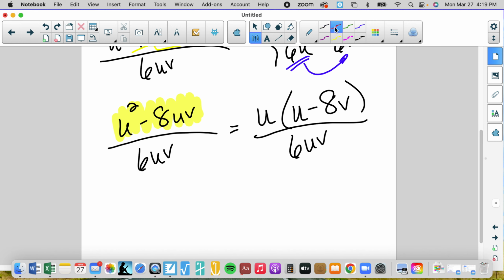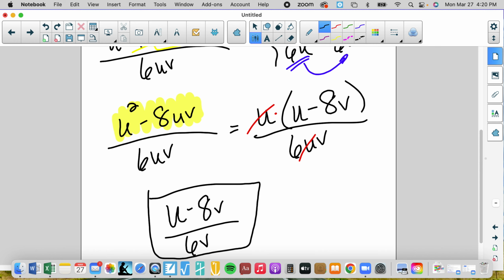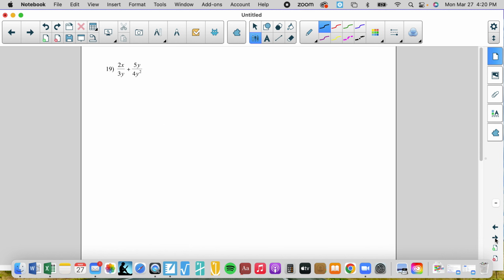And because this is multiplying, I can cancel this one with this one. And I get u minus 8v all over 6v. I can't cancel the v's. I can't cancel the 6 because those things aren't multiplying everything. That was a really good one. That was solid.